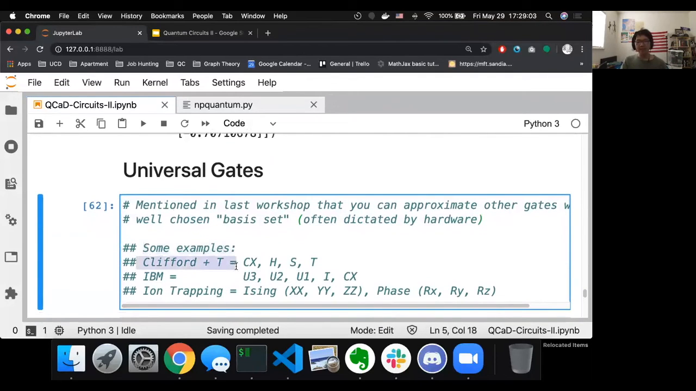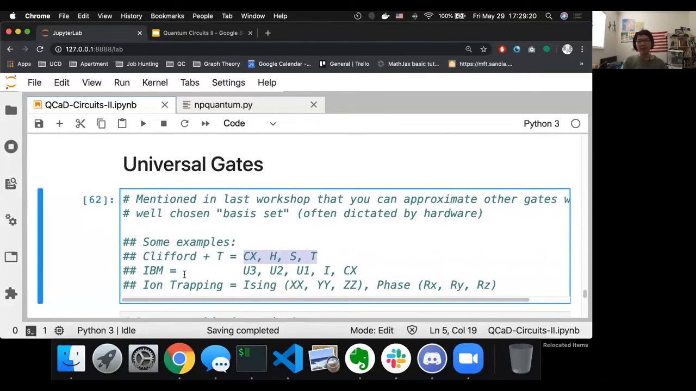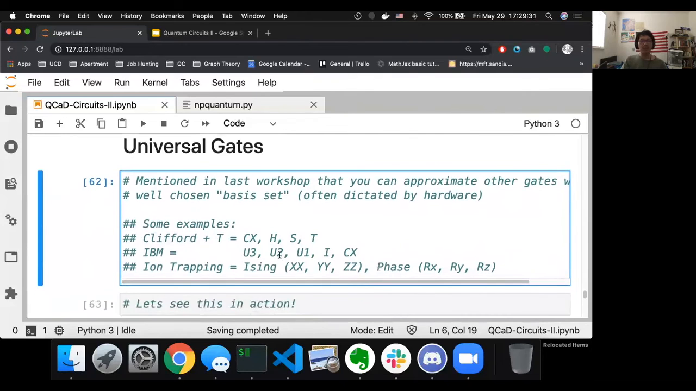The Clifford plus T series is very, very common, and it consists of a controlled NOT and your Hadamard, S and T gates. What I'm telling you is that with just these 4 gates, you can give me any quantum circuit, and I can boil it down into those 4 gates. IBM has its own take. They have the U series of gates, U3, U2, and U1, the identity gate, and the controlled NOT gate. I gave an example in the last workshop of what exactly U3, U2, and U1 are.